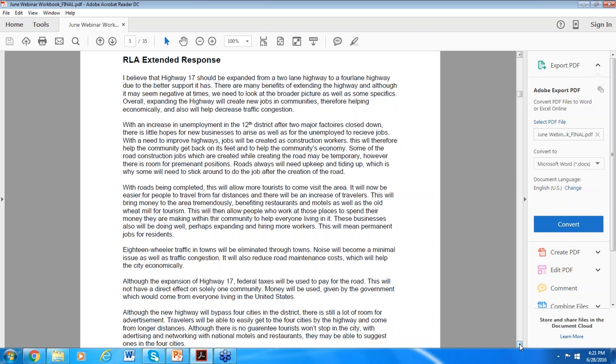So if you look at that first paragraph where this particular student sets the claim, the student did say, "I believe that Highway 17 should be expanded from a 2-lane highway to a 4-lane highway due to the better support it has. There are many benefits of extending it, although it may seem negative at times. We need to look at the broader picture as well as some specifics. Overall, expanding the highway will create new jobs and communities, therefore helping economically, and also will help decrease traffic congestion."